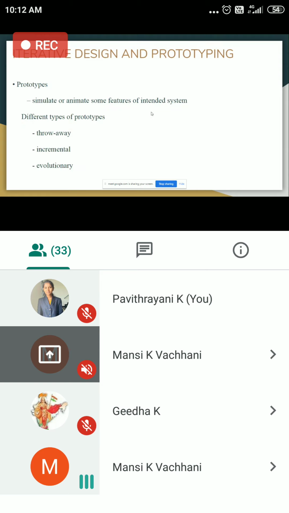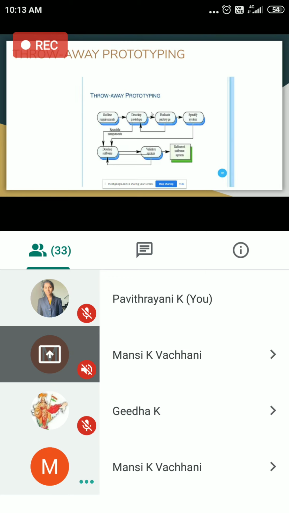Next are prototypes. What does prototype mean? Prototypes simulate or animate some features of the system. There are different types of prototypes, so we'll see them one by one. There are three types: throwaway, incremental and evolutionary.